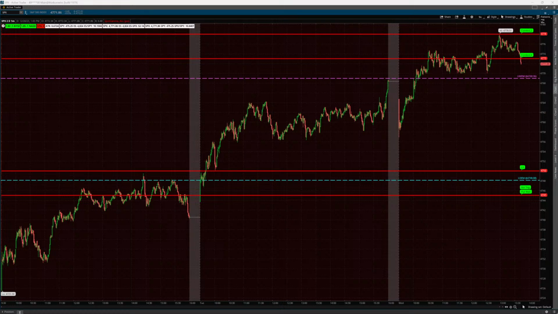All right, shifts in levels for SPX. I talked about both the volatility trigger and put wall shifted up substantially, both at the 4745 level. Call wall and absolute gamma strike remain the same.